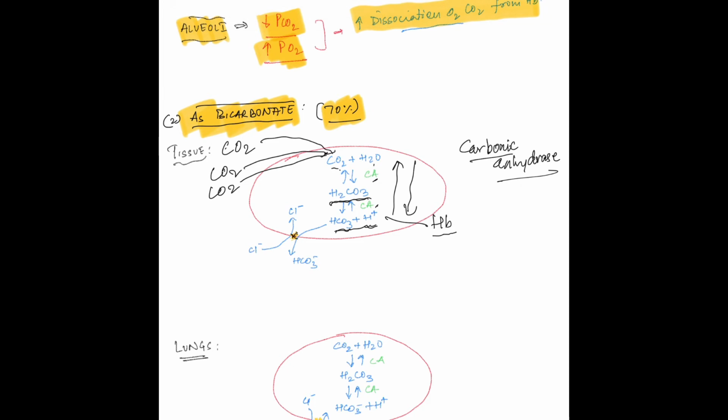And bicarbonate which is formed is removed from the RBC by an ion channel, which is a bicarbonate chloride exchanger. This ion channel pumps bicarbonate out of the RBC and chloride into the RBC. This maintains electrical neutrality as a negative ion like bicarbonate is replaced by another negative ion, chloride. By this removal of bicarbonate from RBC, more carbon dioxide can be converted by carbonic anhydrase into bicarbonate.